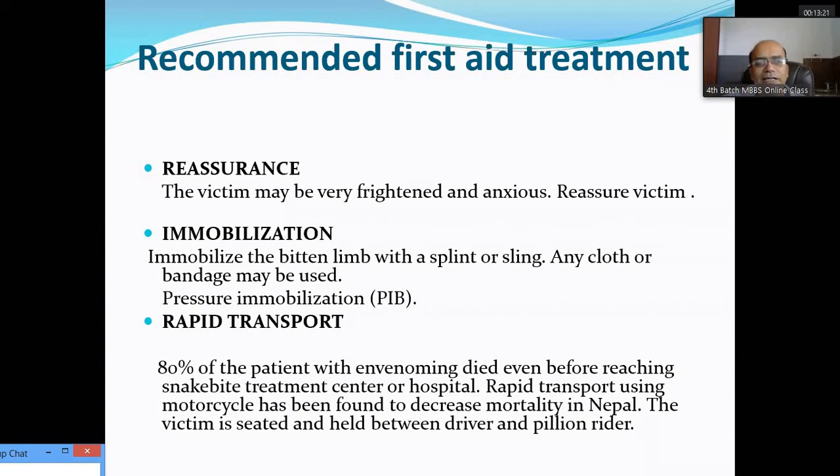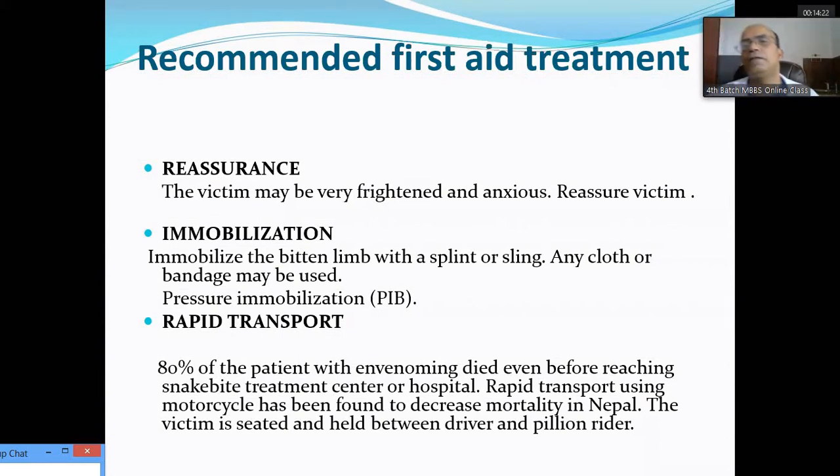Important is rapid transport. In our part, various transportation has been recommended in rural areas. Motorcycle is the most important means of transportation, and many studies have shown that the concept of motorcycle ambulance has been popular in rural parts of India, Pakistan, Bangladesh, even in Nepal. How it is used: three people ride the motorcycle. The front is the driver, the snake bite patient sits in the middle, and a healthy person who has not been bitten sits in the third seat, supporting the patient in between. So the patient can be safely transferred from home to hospital.